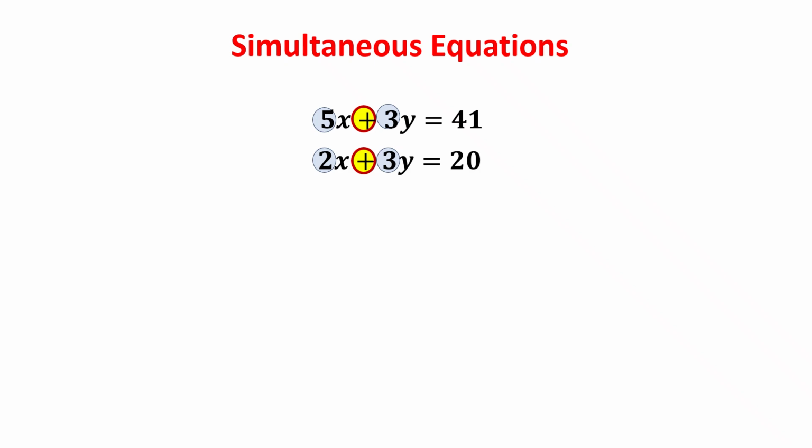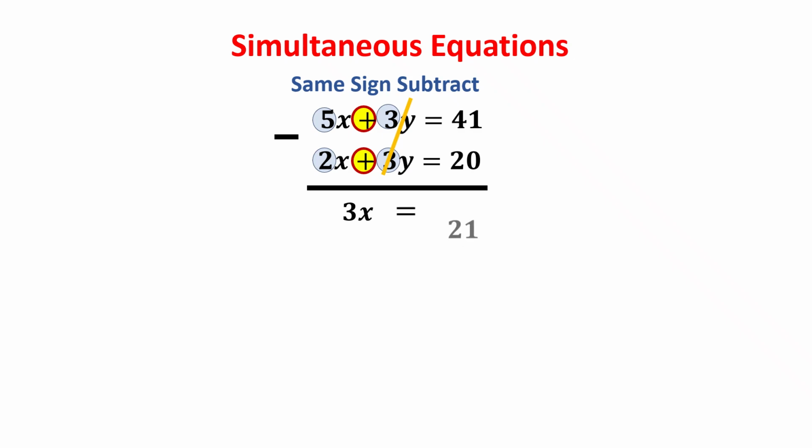So if they have the same sign, we subtract the first equation from the second equation or the second from the first. So I'll do this minus this. Now 5x minus 2x is 3x, and then 3y minus 3y is nothing, it's 0y, so it cancels. And then you have 41 minus 20 is equal to 21. Now you got 3x equal 21. How do you get x? Just divide by 3. Then x equals 7. That's very good.